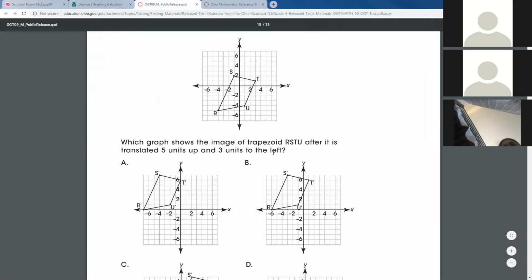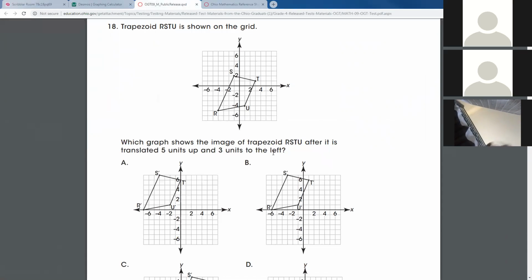So they use a lot of vocabulary words. Yeah, that sounds like a lot. It's actually not as much as you think. The really important vocabulary word here is the word translated. Do you guys know at all what that might mean? It's the same size and everything, but moved over. Yeah, I think you have the general idea.